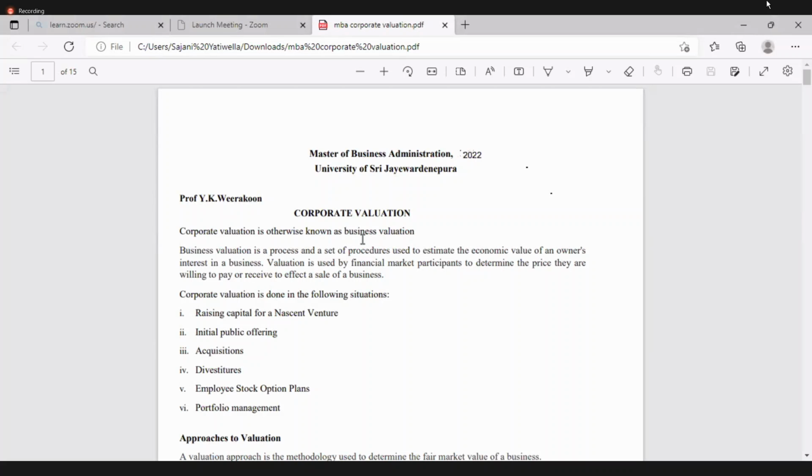Corporate valuation. Now, corporate means entire company, entire business, entire enterprise. What is the total wealth? From the liability side, value of equity, value of debt, value of preferential, right? From the other side, the balance sheet side, the investment side, value of tangible assets, value of intangible assets, value of stocks, value of debtors, likewise. We indicate corporate valuation is otherwise known as business valuation. At different times, it is called business valuation, corporate valuation, firm valuation, or enterprise value, likewise.